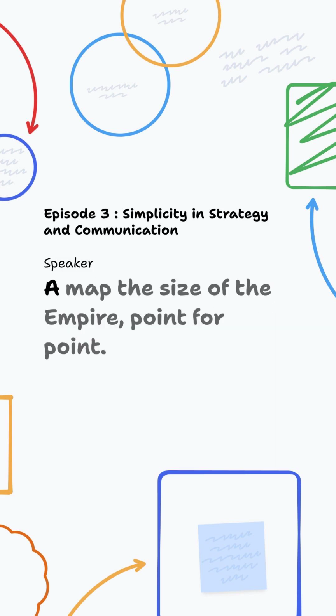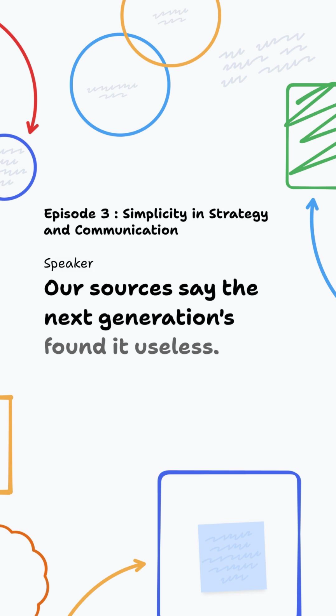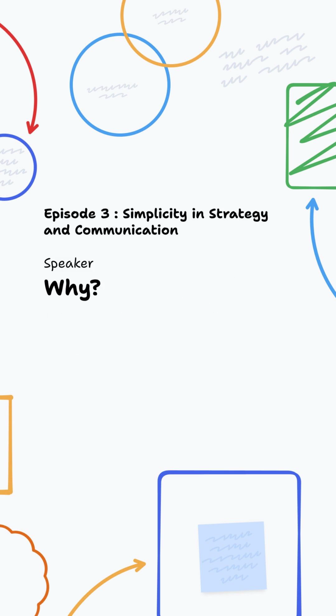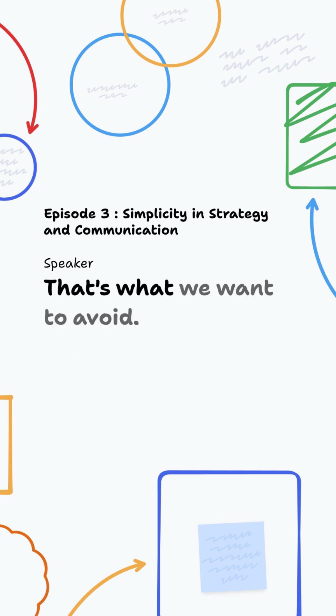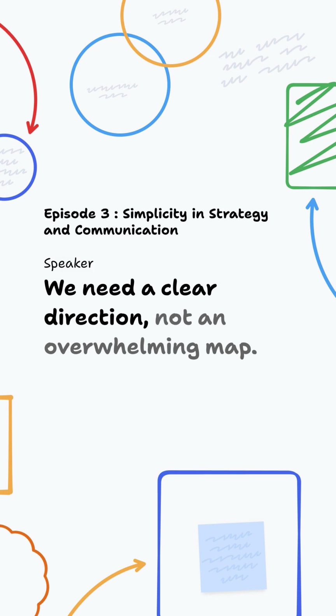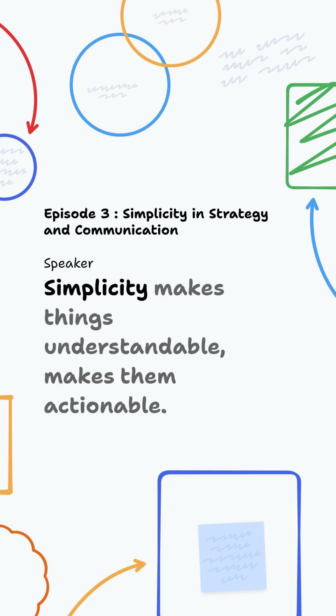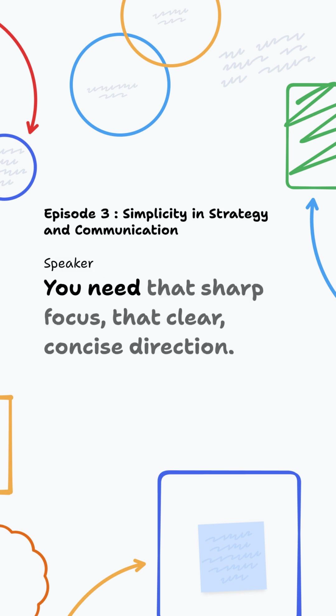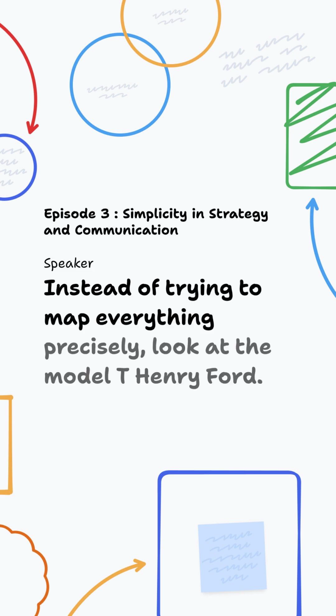Exactly. Think about that map again. A map the size of the empire, point for point. Our sources say the next generations found it useless. Why? Too much detail, not practical. That's what we want to avoid. We need a clear direction, not an overwhelming map. Simplicity makes things understandable, makes them actionable. So it's like less is more. You need that sharp focus, that clear, concise direction, instead of trying to map everything.